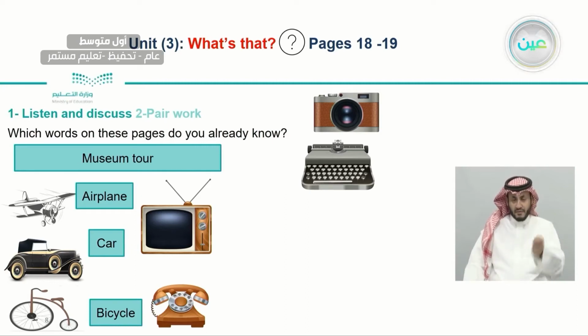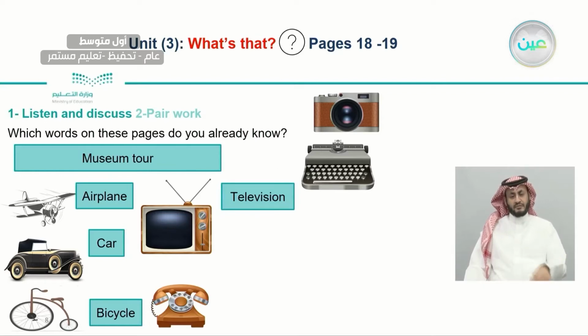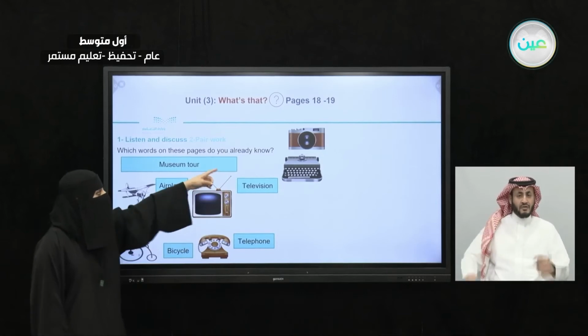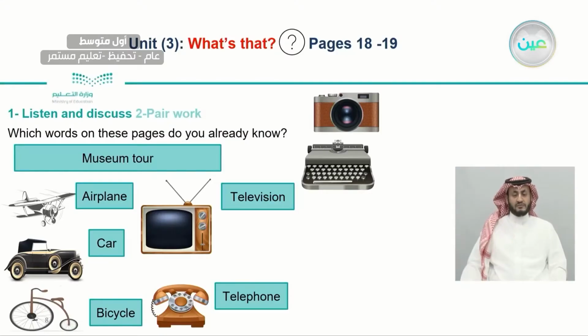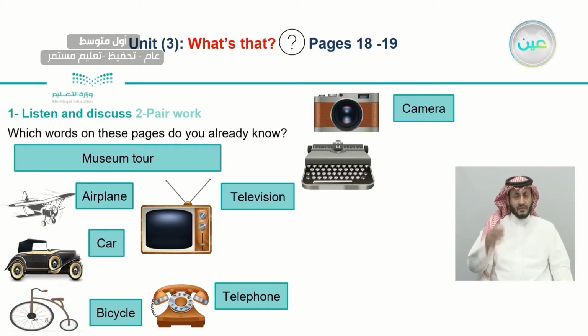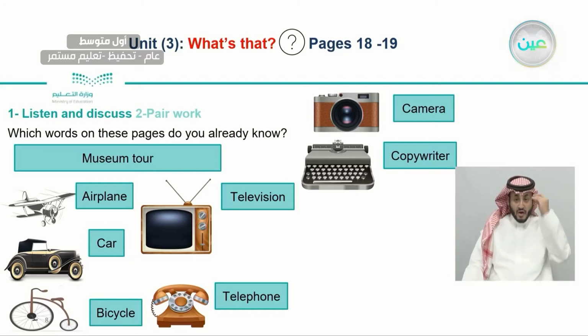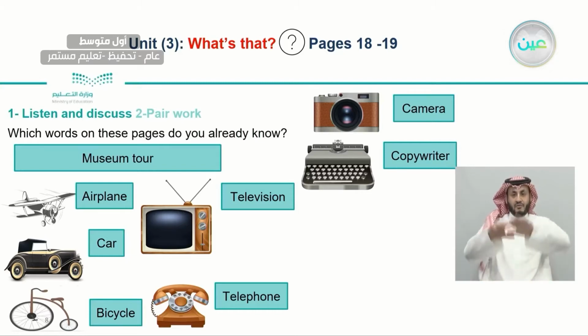How about that one? What do you think? Good job. Television. Did you practice the spelling? How about that one? It's a telephone. How about that one? Good job. Camera. How about this one? It's a computer, okay? So you can also use all the knowledge and words that we have been learning through the unit to make your project.